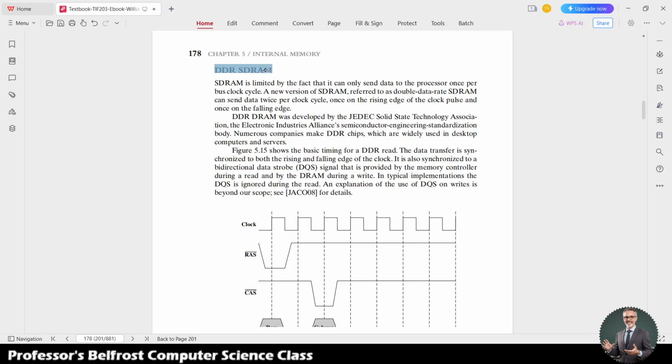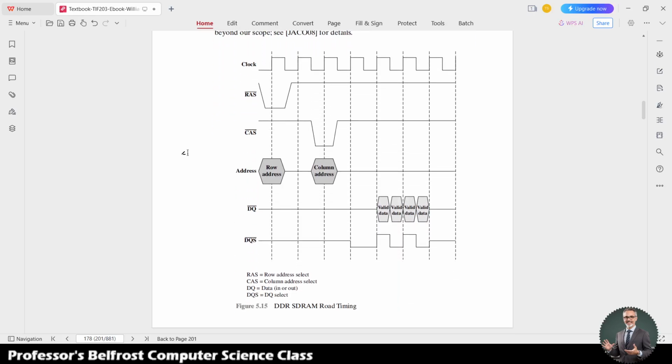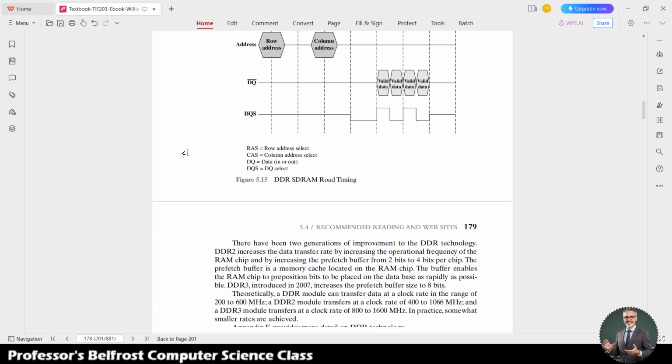Then we have DDR SDRAM. SDRAM is limited by the fact that it can only send data to the processor once per bus clock cycle. So a new version was introduced, called double data rate SDRAM, which can send data twice per clock cycle, once on the rising edge and once on the falling edge. You can see from the timing diagram that this is done two times, right?